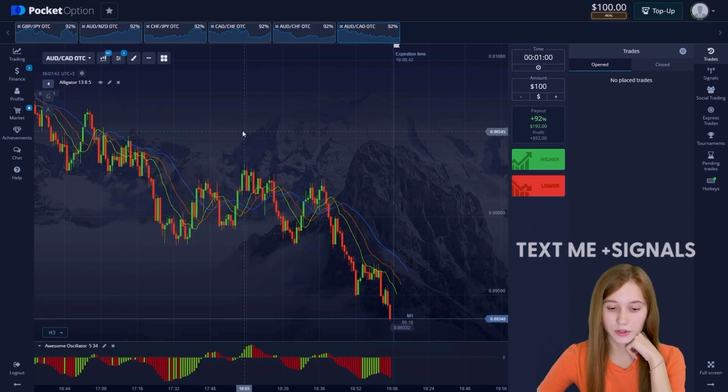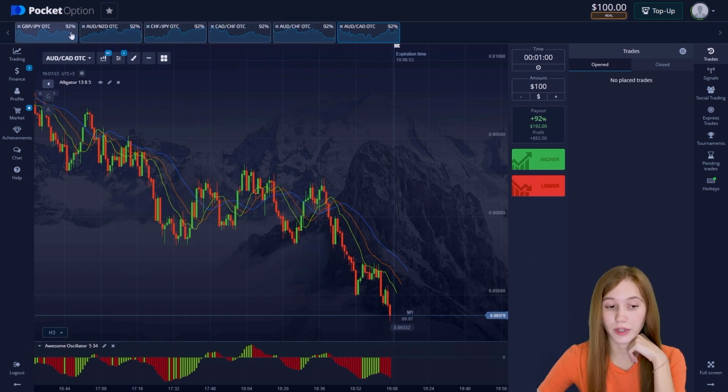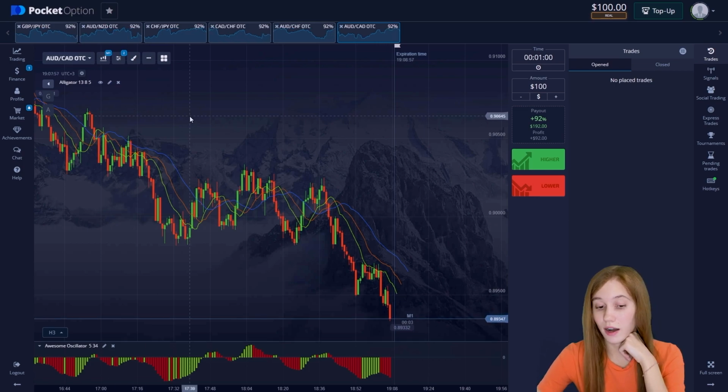So next we choose what we will trade. I have 6 currency pairs for today. All the currency pairs have a payout percentage of 92%. It's quite nice because the higher the better.